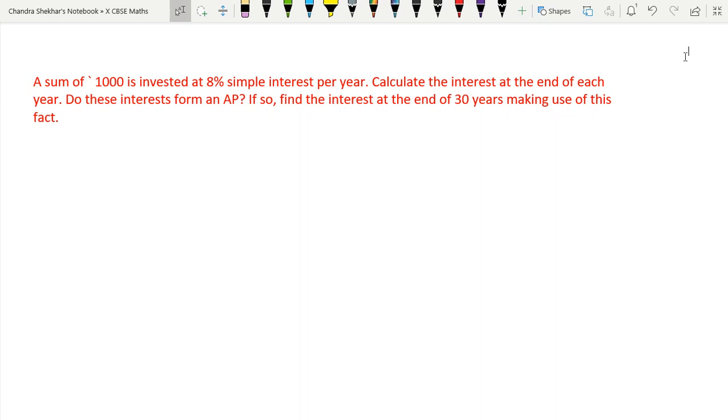1,000 rupees is invested every year at 8% simple interest. Then they asked us to find if these interests form an AP. If they do, we have to find the interest at the end of 30 years. Now tell me how to solve it.